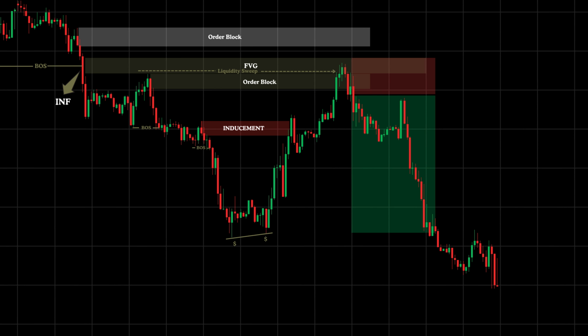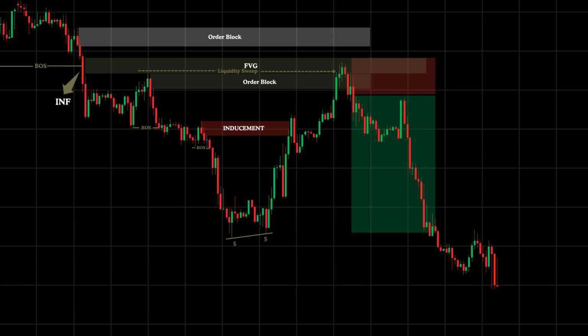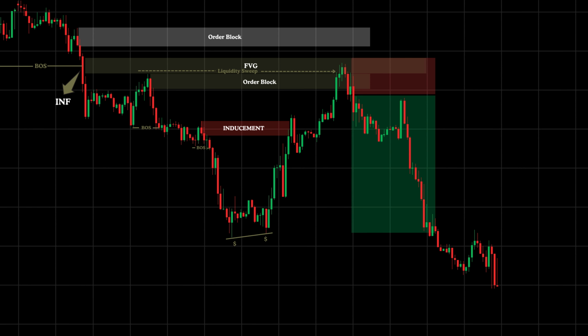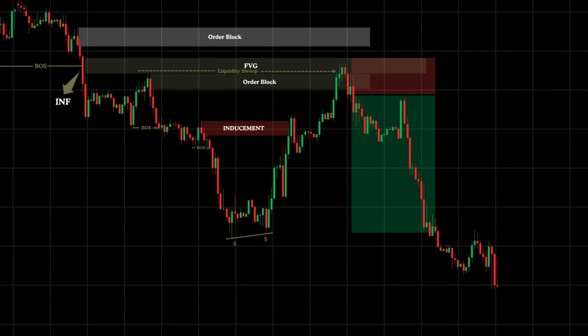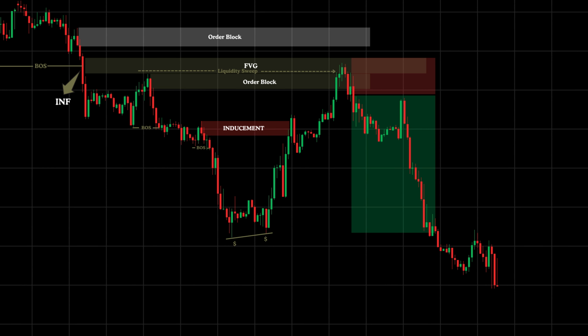This trade serves as a textbook example of the whale scoop model in action, precisely the kind of setup I look for when entering the market. Let's now move on to the next trade scenario to deepen our understanding of the model.